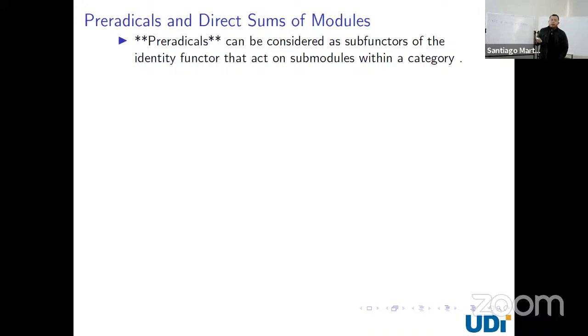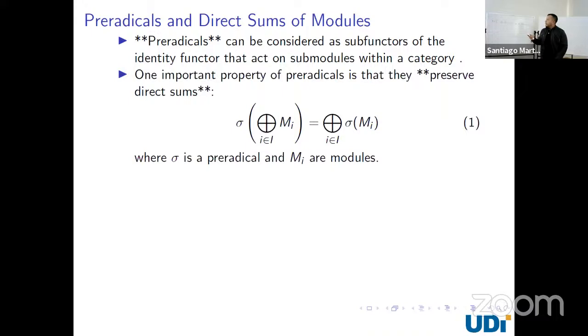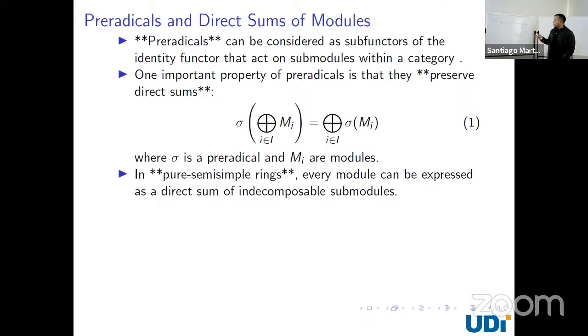Preradicals can be considered, as I said, as subfunctors of the identity functor within a category. But one important property, which is what we saw on the lattices of semisimple rings, is that radicals preserve this property here.